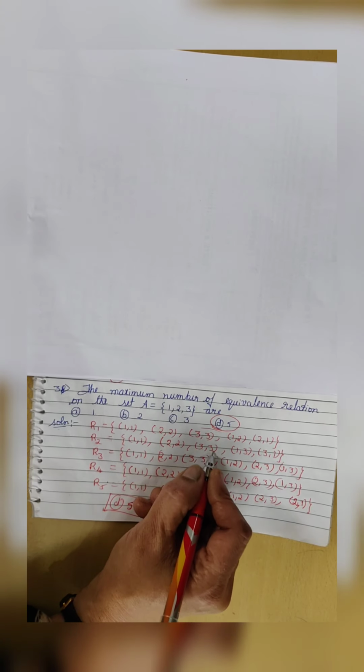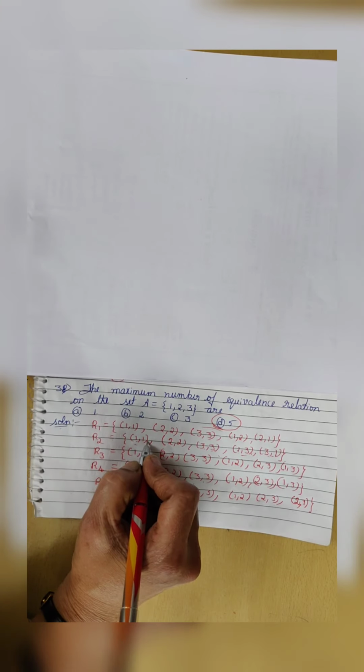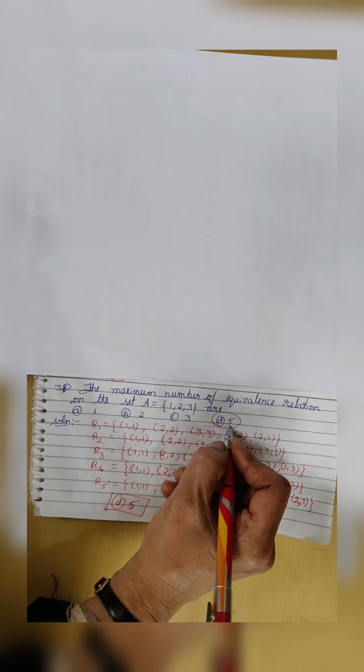Option D, 5. So if we take this {(1,1), (2,2), (3,3), (1,3), (3,1)}, it is symmetric, reflexive and even transitive. With (1,3), (3,1), (1,1) it is transitive. So we can make a maximum of 5.